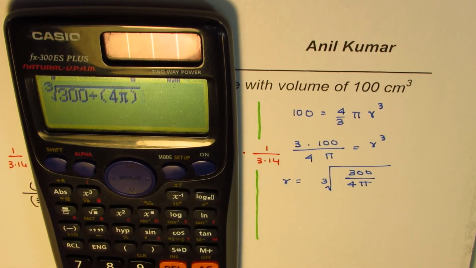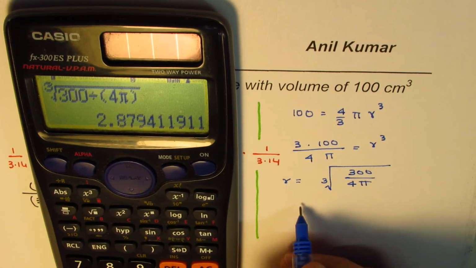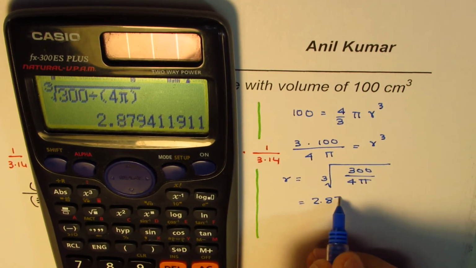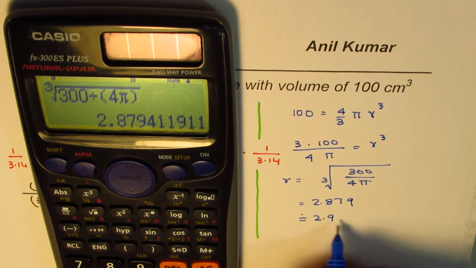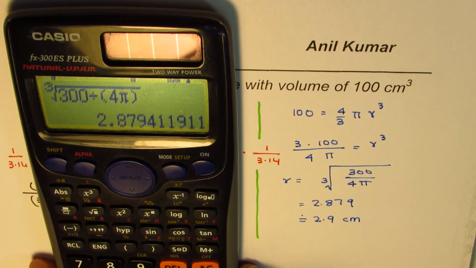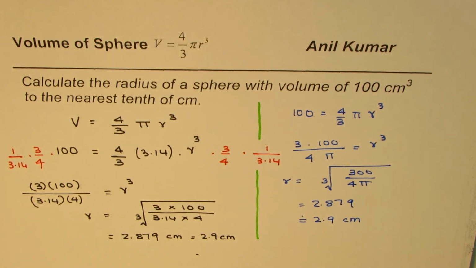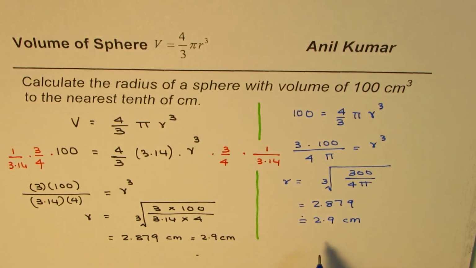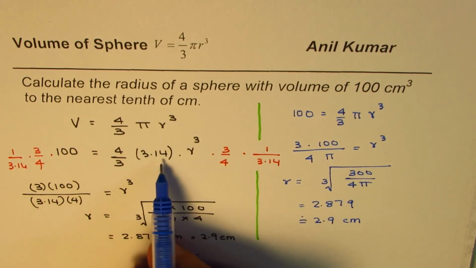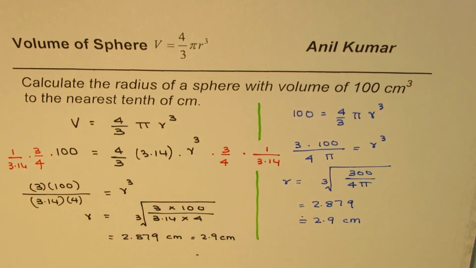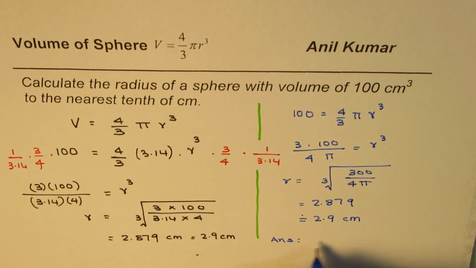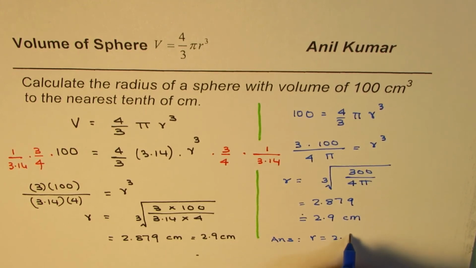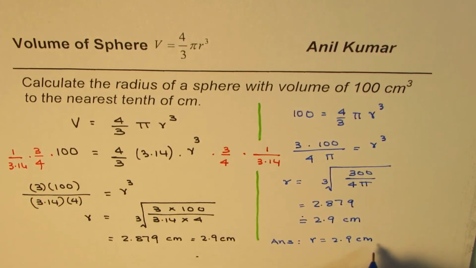Now let's calculate this value. It is equal to 2.879, right? So it could be approximately 2.9 centimeters. Perfect. So you get exactly the same answer in this particular case. So you could always approximate pi to 3.14 when you're finding the radius, correct? So our answer is radius equals 2.9 centimeter, correct?